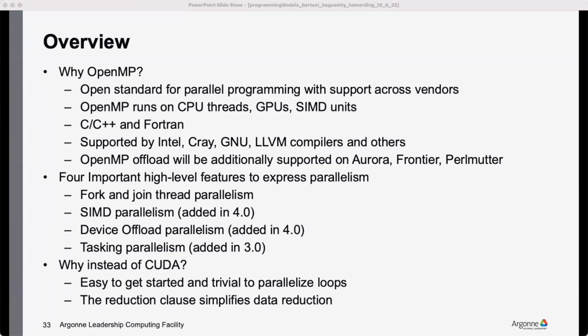Other reasons why you might want to use OpenMP. The big one is portability. The vendors behind the other new supercomputers going up at NERSC, Oak Ridge, and Argonne, so Perlmutter, Frontier, and Aurora, will all provide OpenMP compilers and runtimes, and OpenMP will be supported on all those systems. So if you want to be very portable, it's a good option. And another reason someone might prefer OpenMP to something like CUDA is that it's very easy to get started. It's basically trivial to parallelize loops. You just add a pragma, like we'll see later. It also has some convenience functions like a reduction clause.